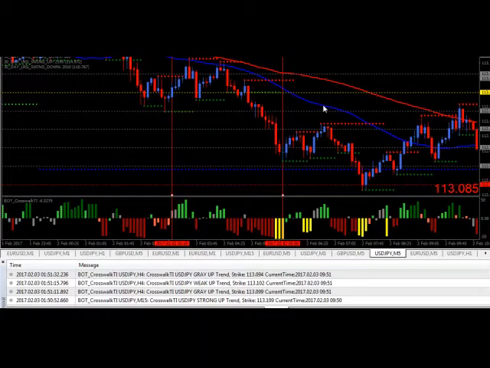I've got a 50 simple moving average here. I take it and I make it blue. I've got a 100 simple moving average here, and I take it and I make it red. And when red's on top, no matter what strategy I'm trading, I'm looking to go short. And when blue's on top, no matter what strategy I'm trading, I'm looking to go long or be a buyer in the market.